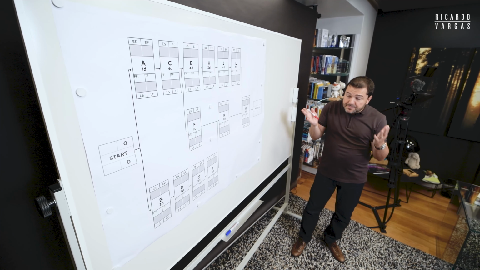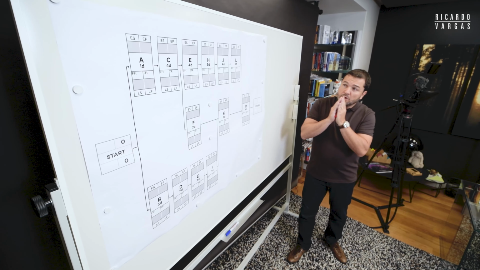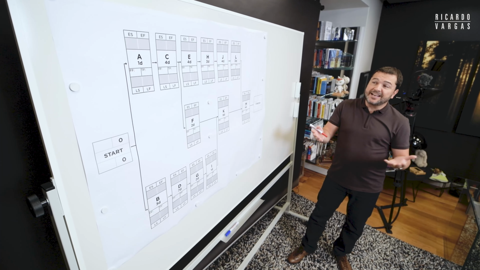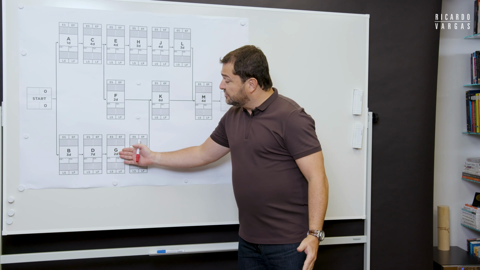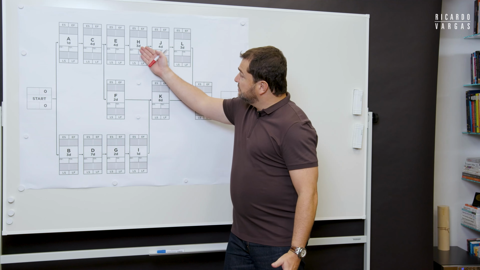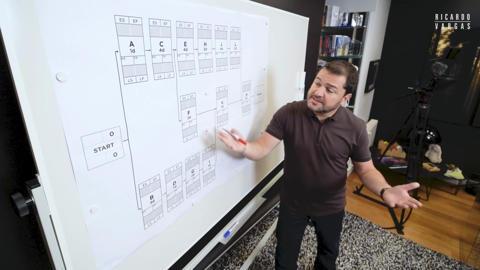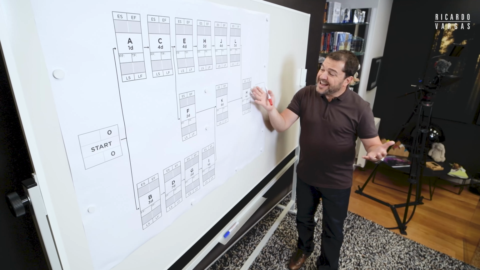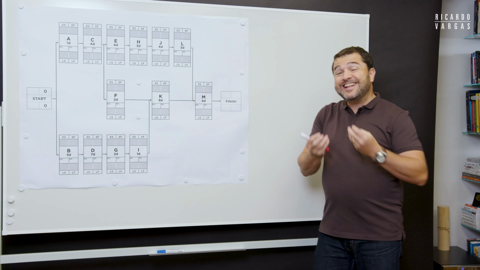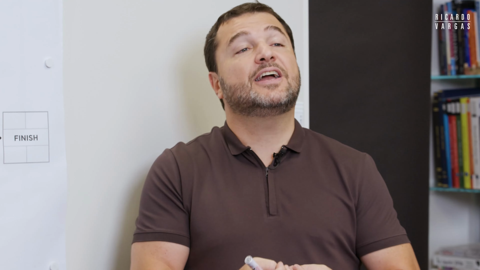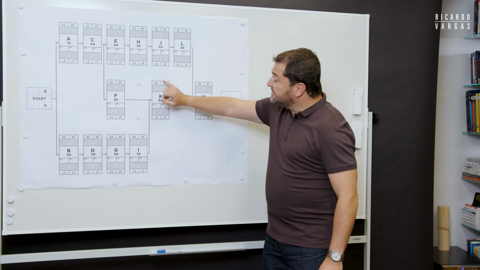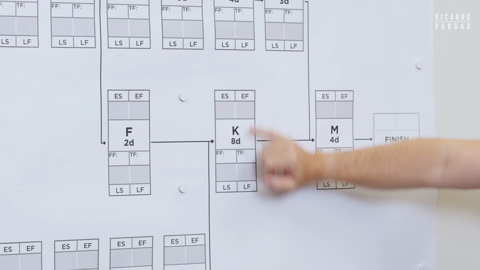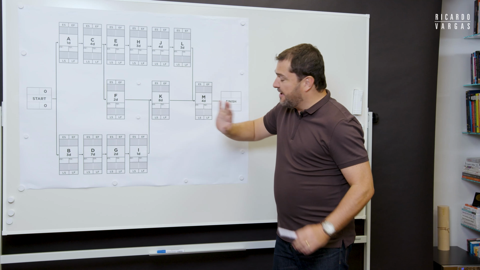But when I'm doing this, I need to understand what is more important. Let's suppose I need to prioritize resources. Should I prioritize G or H or F? What is the most relevant one in terms of time to my project? And this is the root of the concept of critical path. The critical path method has four components. Did you see this? ES, EF, LS, LF.